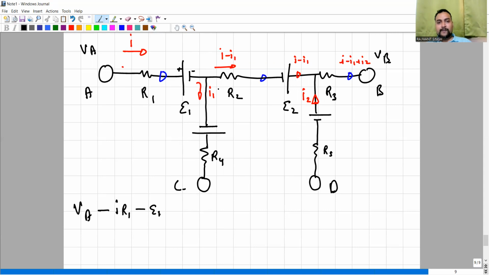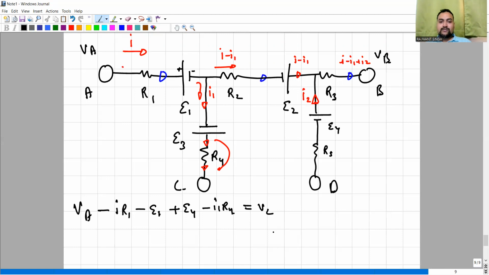And then you move here, and here you are going to experience a potential rise. So let's say this EMF is E3 and E4. So what will be the potential rise? Plus E4. And here, because the current is going in this direction, you are again moving in the direction of the current. The current is moving here, and that will become a potential drop of minus I1 R4. And this is equal to VC.